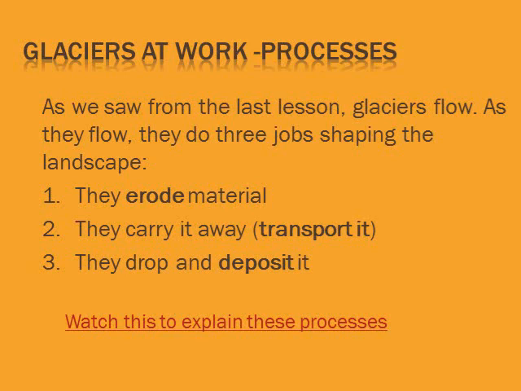Now, as glaciers move downhill, they work. Various processes shape the landscape, and the features are formed by three main processes. The first process is erosion. Glaciers erode material from the mountains and the valley sides. Secondly, they carry this material down the mountainside, transporting the load. And thirdly, when they melt down the mountainside, material is dropped, deposited.